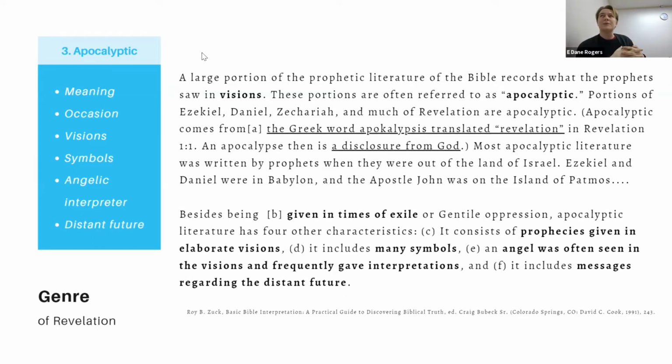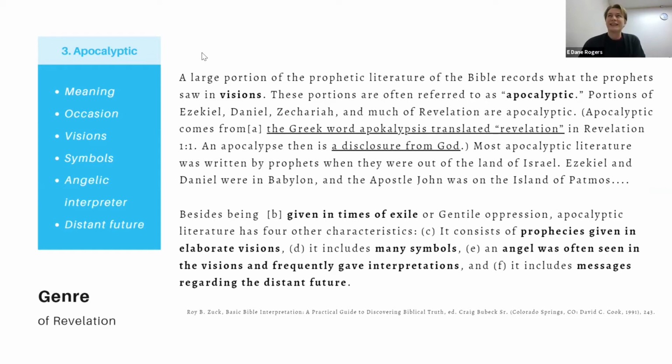Most apocalyptic literature was written by prophets when they were out of the land of Israel. Ezekiel and Daniel were in Babylon, and the Apostle John was on the island of Patmos. So a lot of the apocalyptic literature deals specifically with Israel in the end times. So that's what we're going to see as a major theme in Revelation. And many try to put the church into Revelation, but that causes a lot of theological issues.